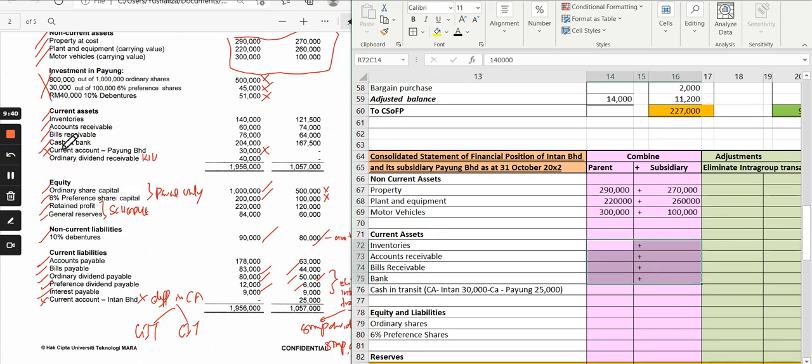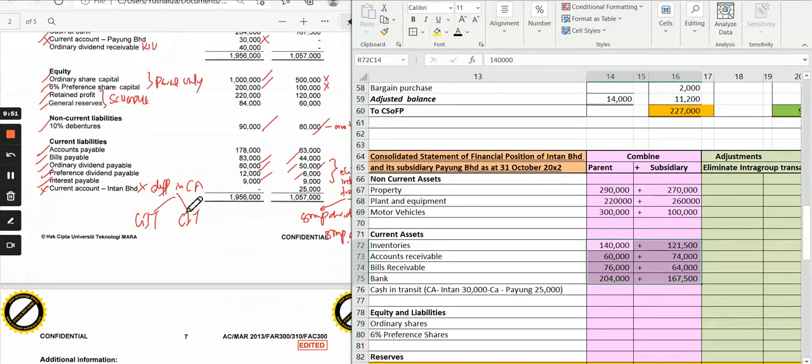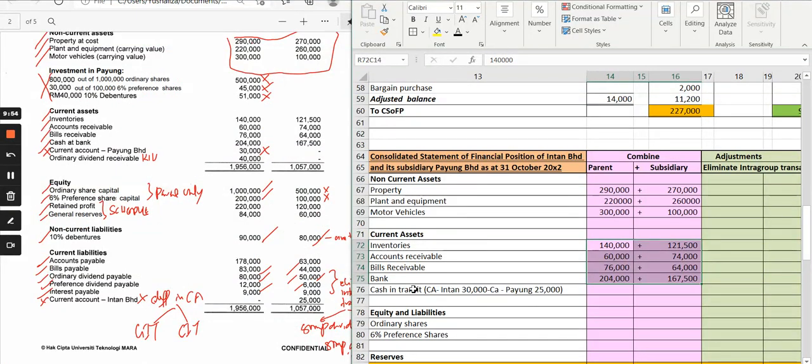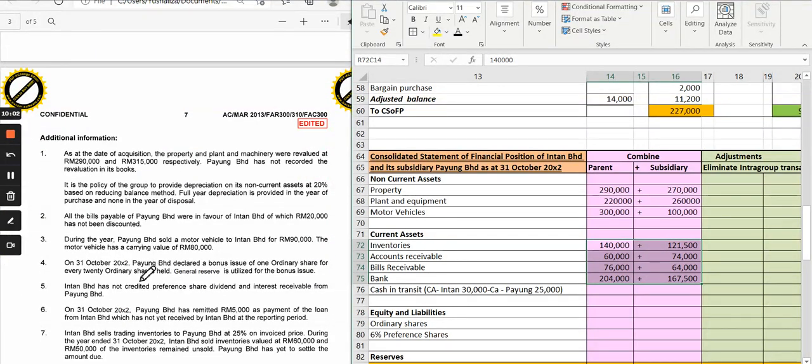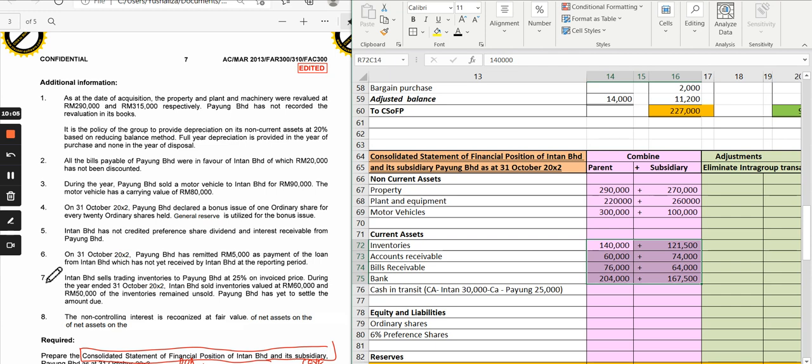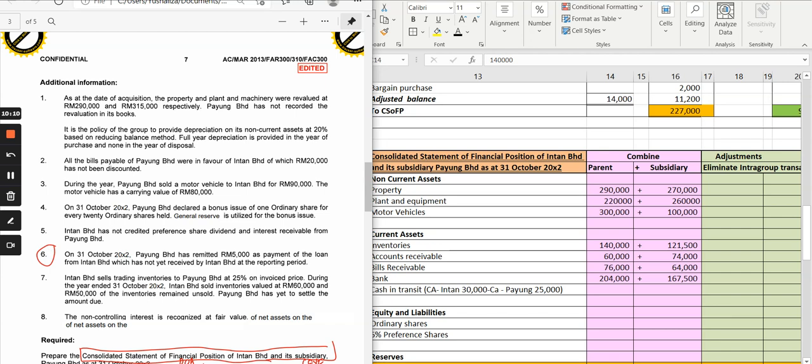Remember, up till the cash at bank, do not include the current account, right? Because current account, you will have to eliminate. So let's look at what caused the difference in current account later. But in this question, actually the difference in current account is due to cash in transit. If you read the information given in number 6, number 6 is what it explained regarding the differences in the current account, which is due to cash in transit, right? So that one will be included later.